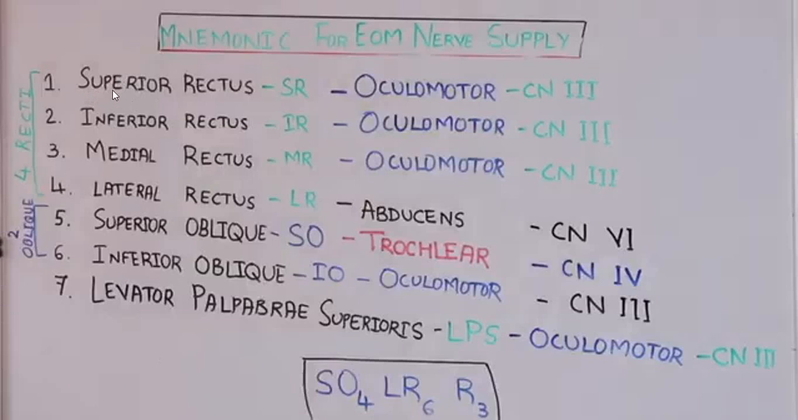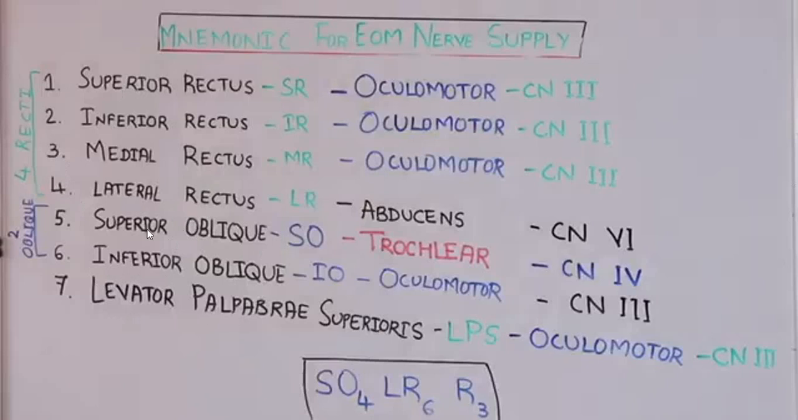First of all, I call the muscles. First muscle is superior rectus. Second one is inferior rectus. Third is medial rectus. Fourth is lateral rectus. Fifth is superior oblique. Sixth is inferior oblique, and seventh is levator palpebrae superioris.